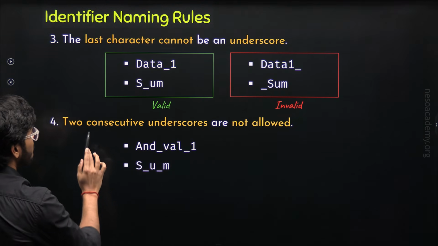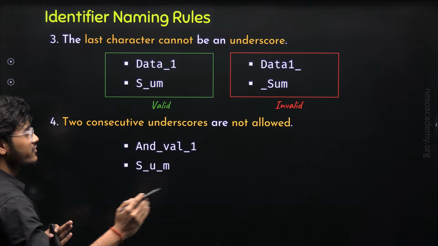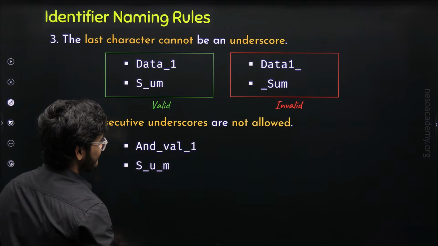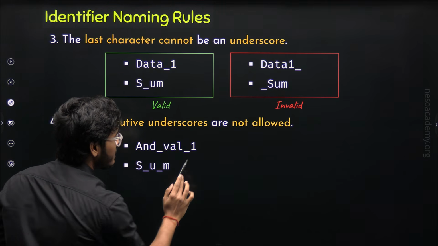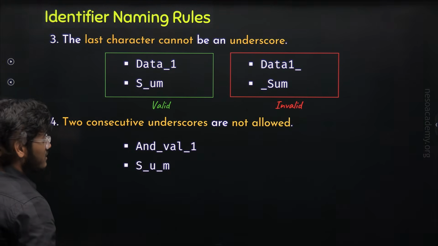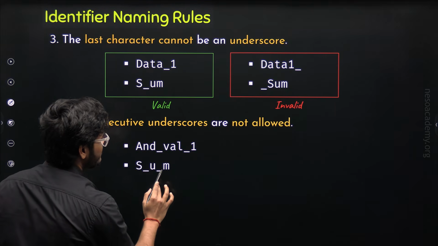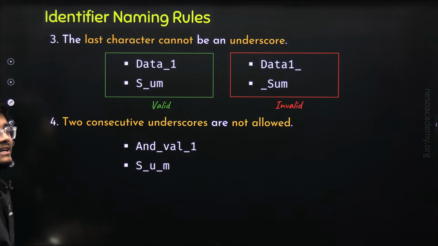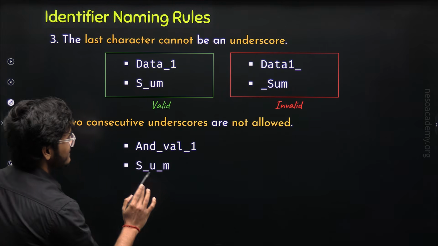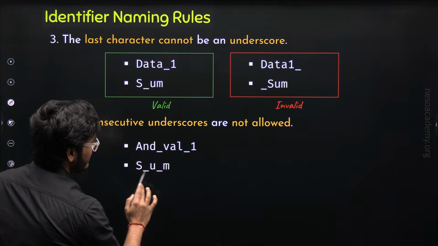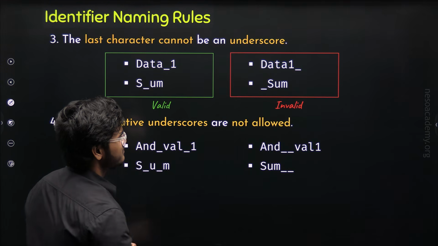As per the fourth rule, two consecutive underscores are not allowed. We can use two different underscores at different places. Therefore, this name, name underscore val underscore 1, is a valid example. Now, what about this S underscore U underscore M? It is also a valid one because we can clearly see that there are no consecutive underscores in this name. Let's see a few more examples to make it more clear.